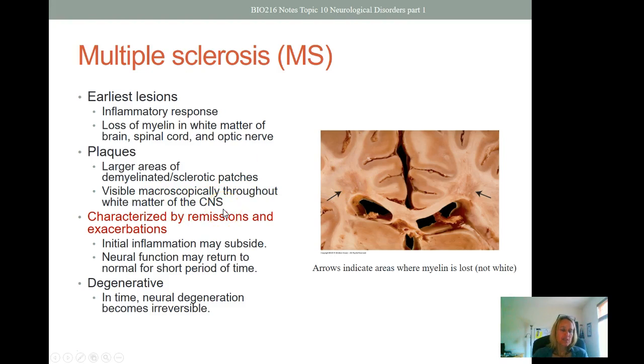Multiple sclerosis is also characterized by remissions and exacerbations. So the initial inflammation may subside, and then neural function may return to normal for a short period of time. But over time, neurodegeneration becomes irreversible.